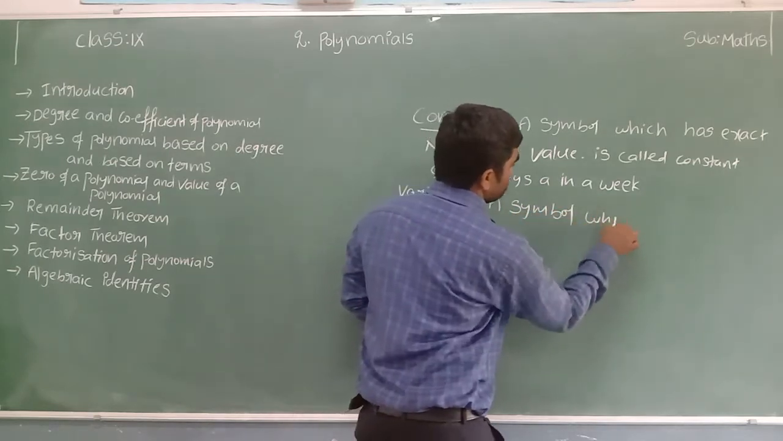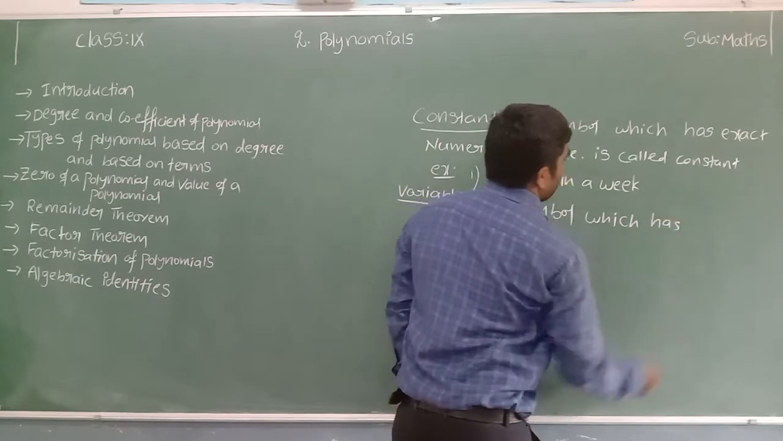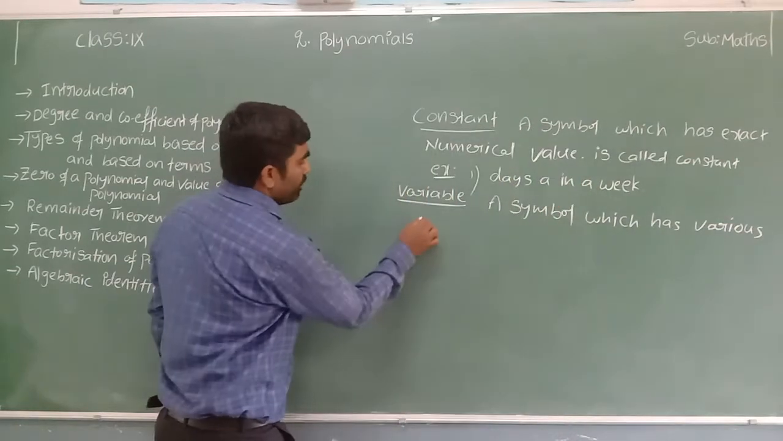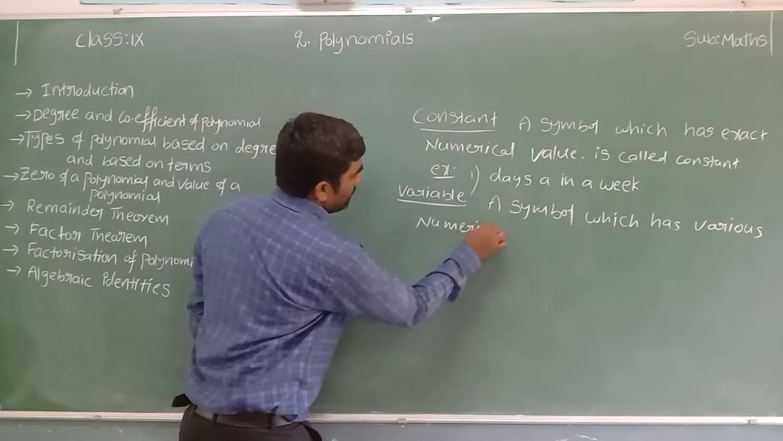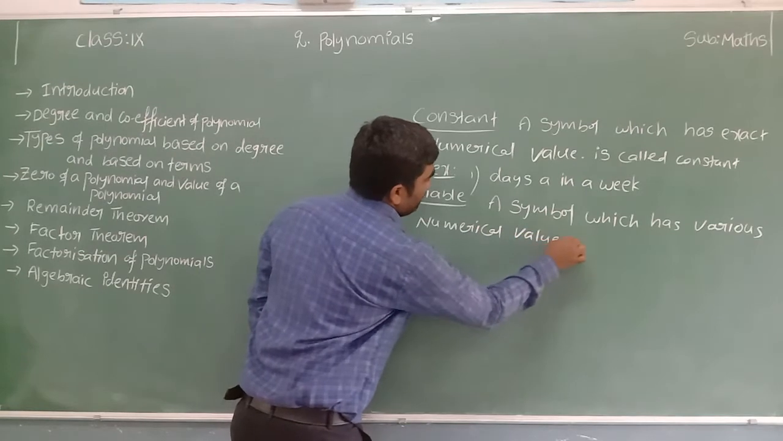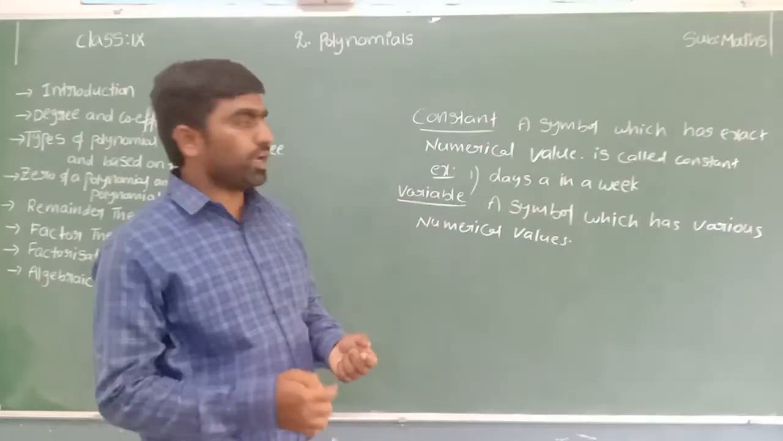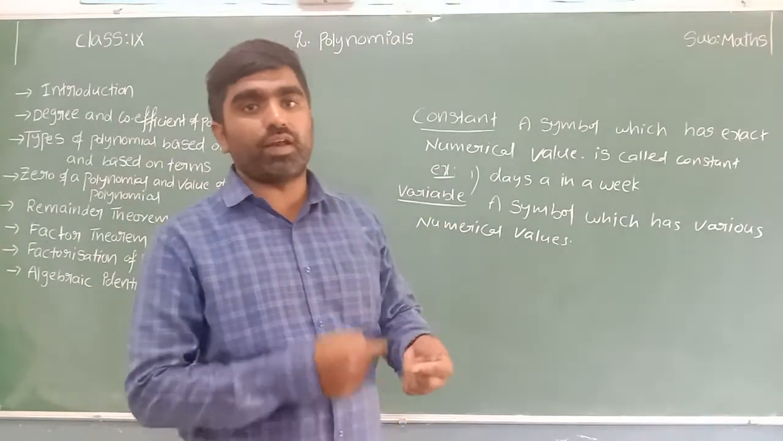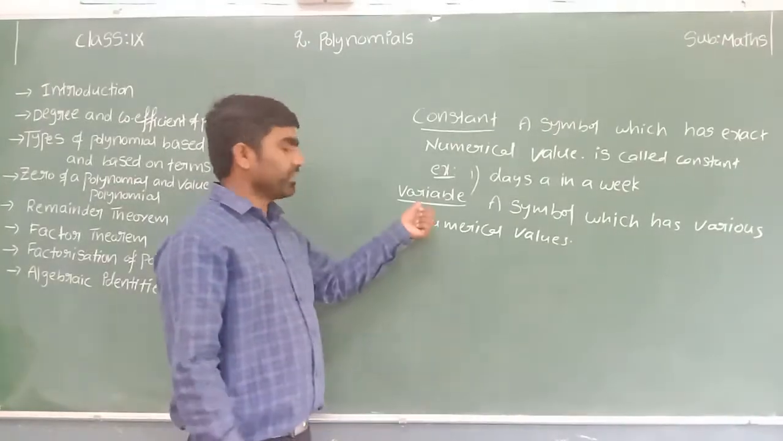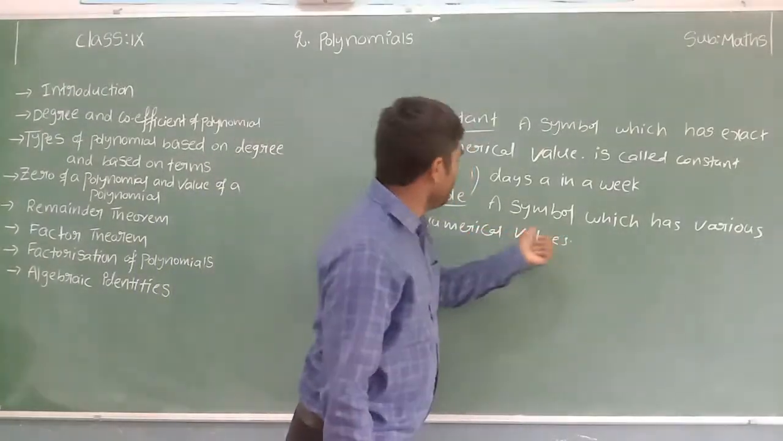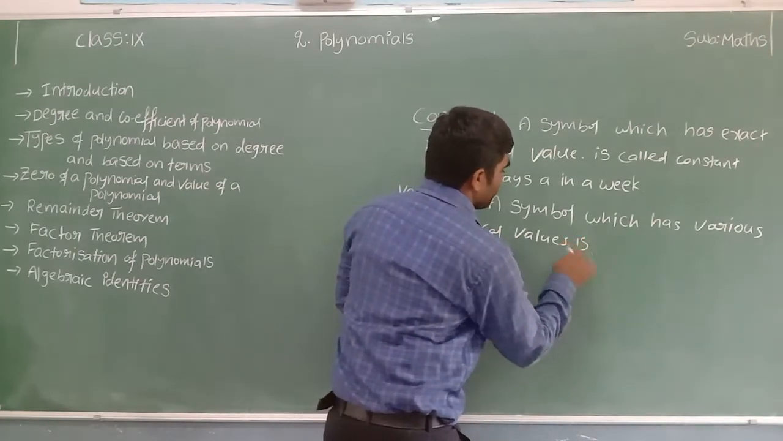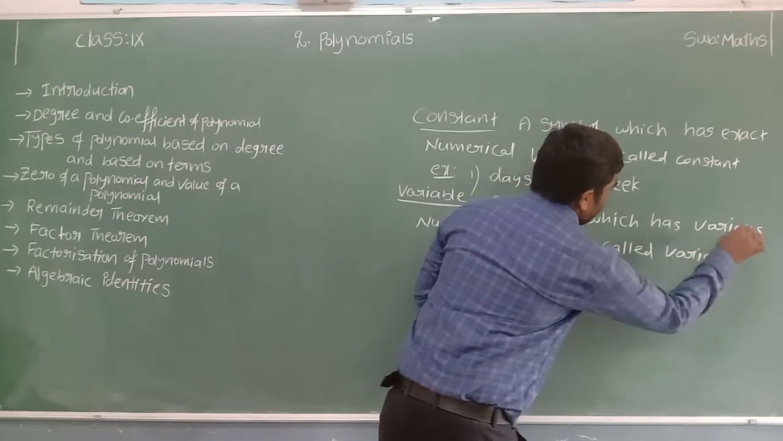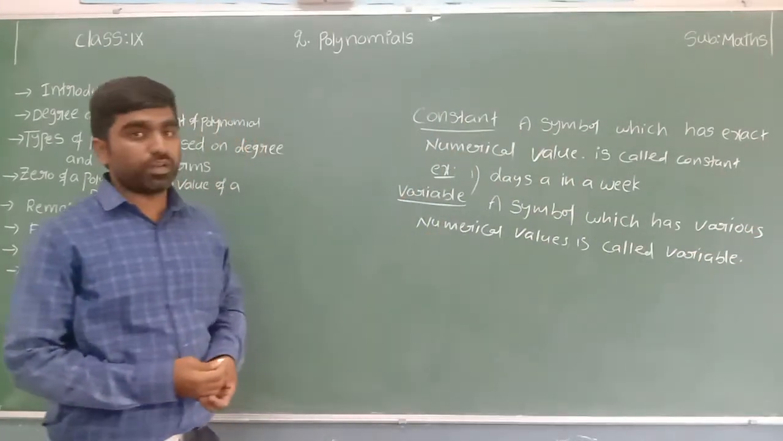which has various numerical values. A symbol which has various numerical values is called a variable. Where can we use this variable? To express the unknown values. To express the unknown values, we can use the variable. So we can see many examples based on this variable.